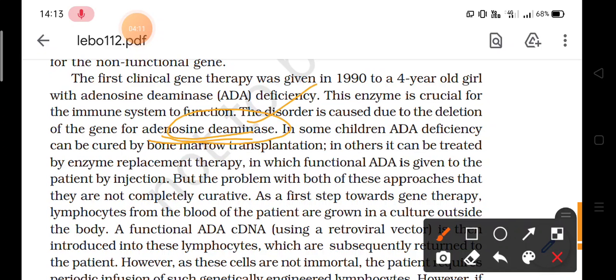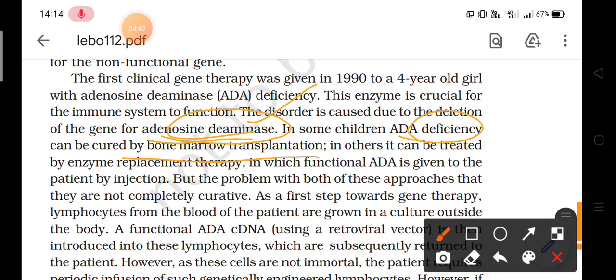In some children this ADA deficiency can be cured by bone marrow transplantation, and it can also be treated by enzyme replacement therapy. So what is bone marrow transplantation? We know that in bone marrow the blood cells are formed. So bone marrow transplantation can be done so that this ADA deficiency can be cured. And the second method is enzyme replacement therapy.